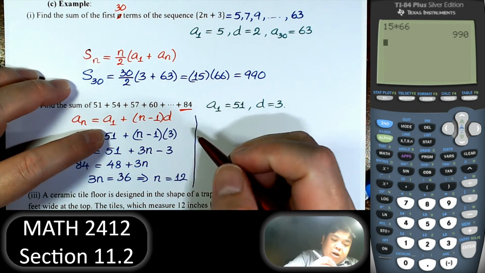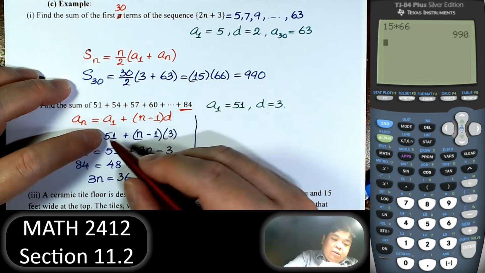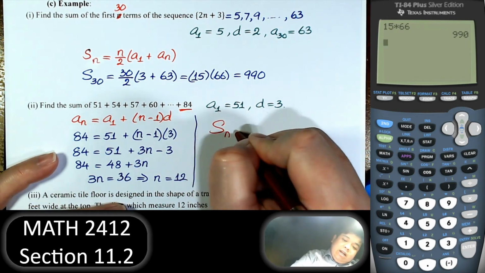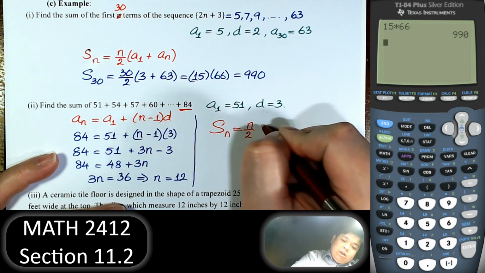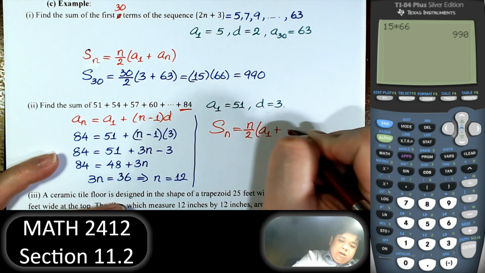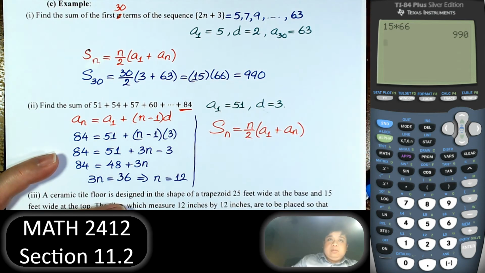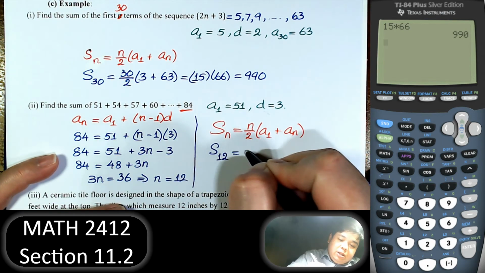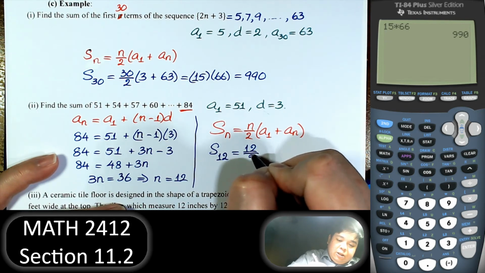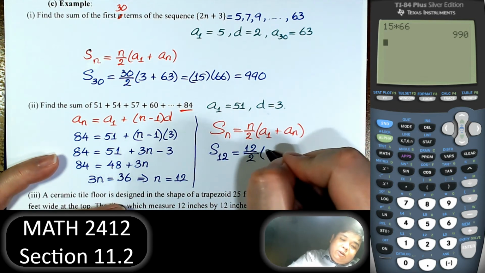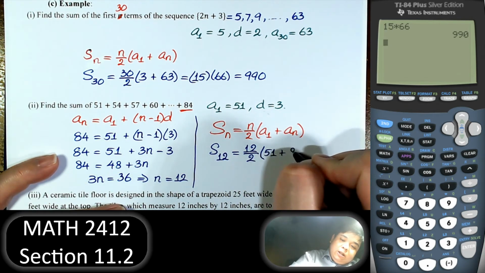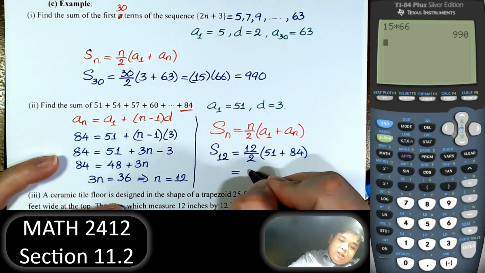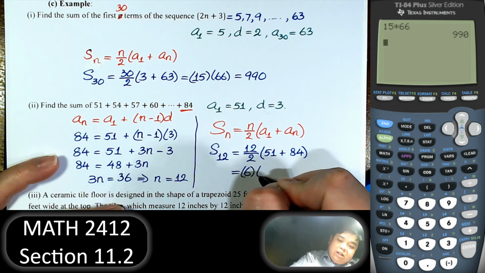Before I check, 51, 33, yes, that's one. S of n is equal to n divided by 2 times a1 plus an. Now we want the sum of the first 12 terms. The first term is 51 and the end term is 84. So we have 12 divided by 2, which is 6, times whatever that is.